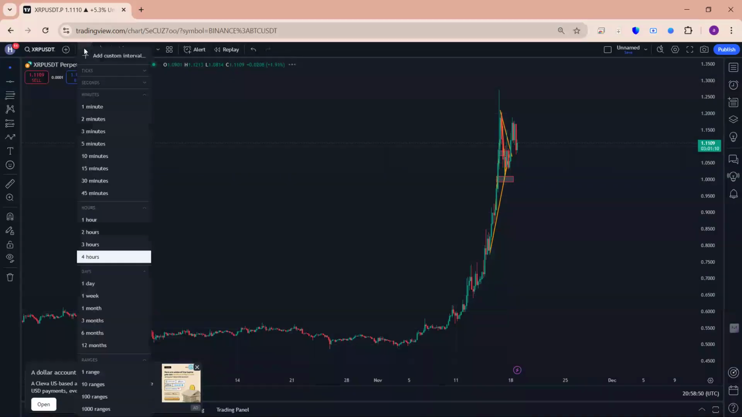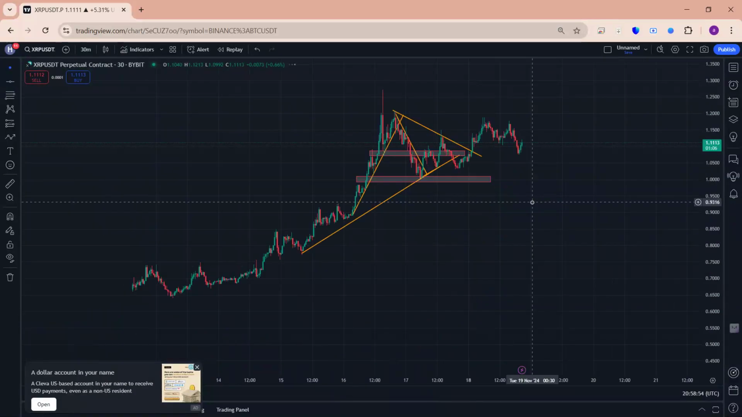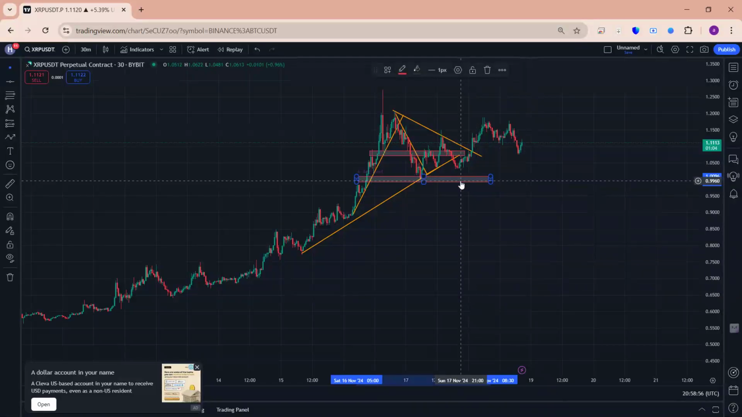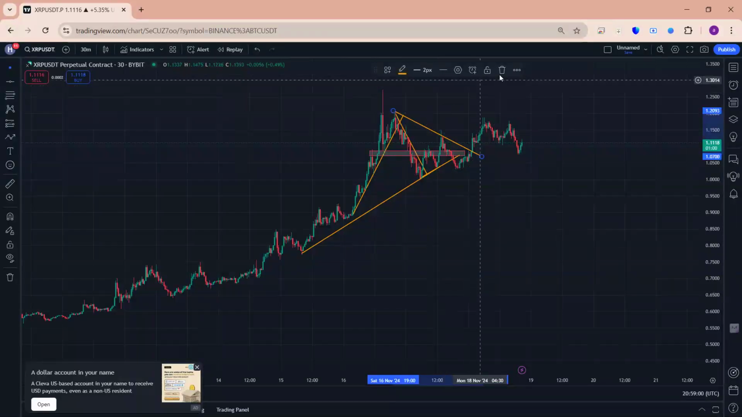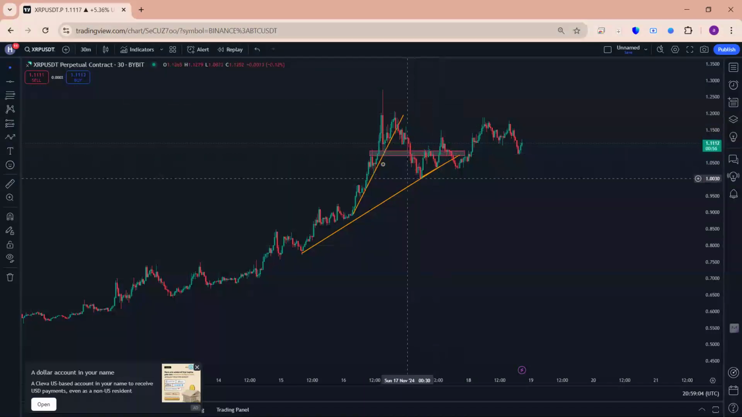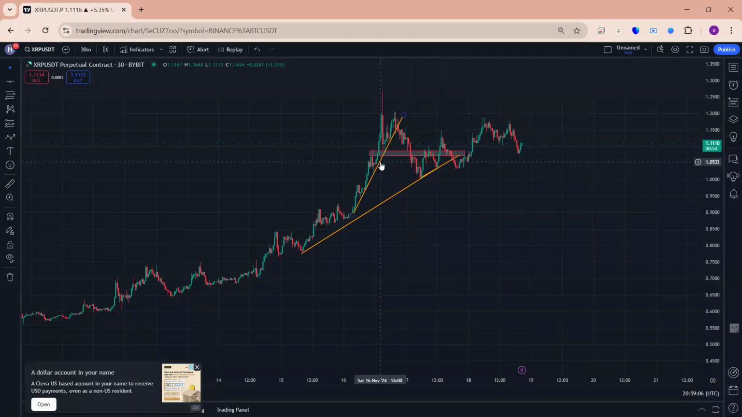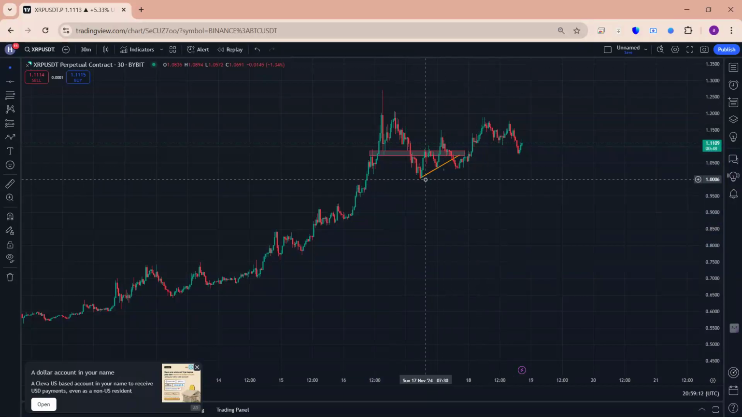Yes, I'm going to use the 30 minutes time frame. I'm going to delete all these lines that I drew here. I'm going to delete everything. I drew all these things because I was trying to grab the liquidity area. All right.